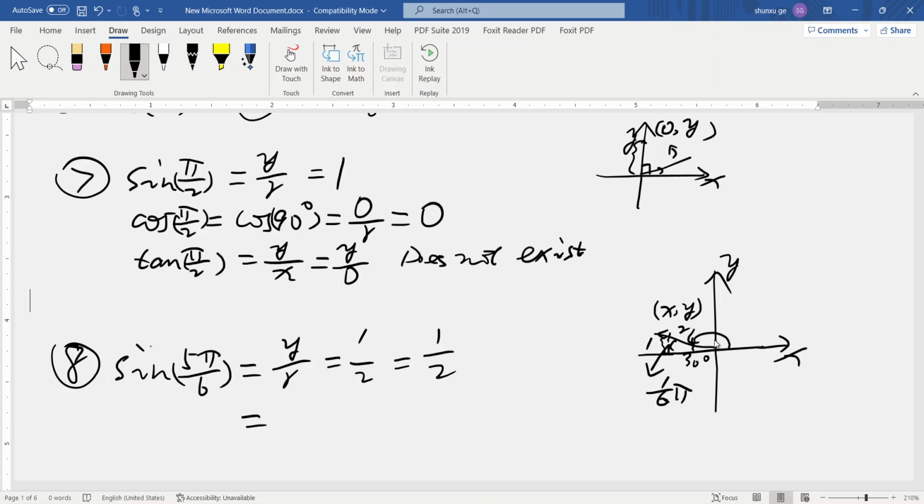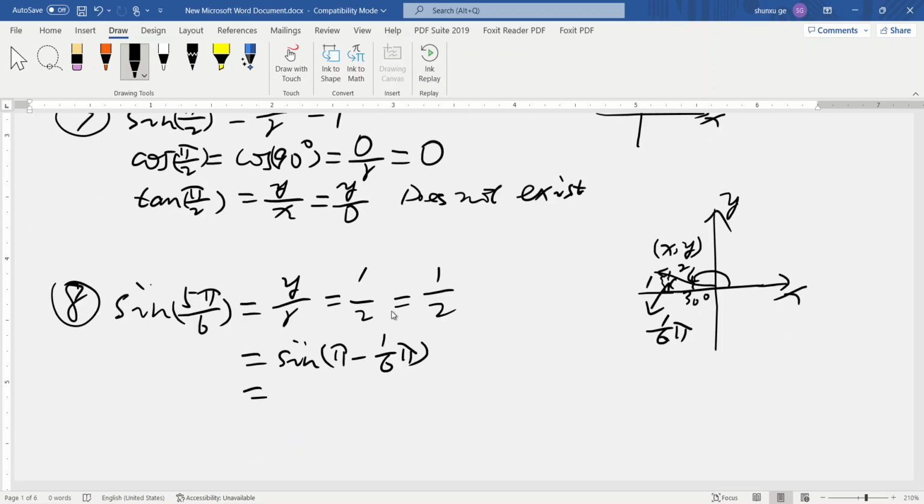So for any angle like this, a big angle, we just find the reference angle. So that means sine equals sine of pi minus 1 over 6 pi, which is the same as sine of 1 over 6 pi, so equal to 1 over 2.